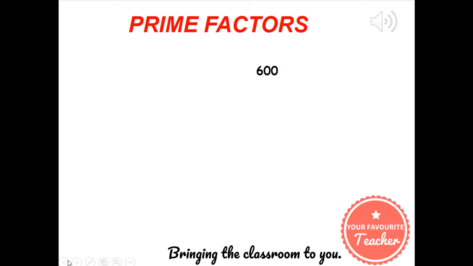Today we're going to look at prime factors of a number, and we're going to show how we get the prime factors of a number. We're going to use what we call factor trees. So in this example, I'm going to use 600 and I'm going to get the prime factors of 600.